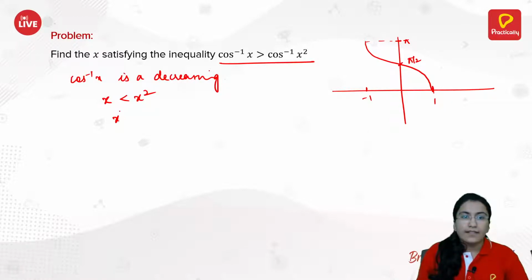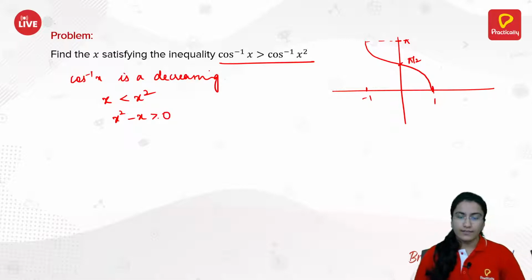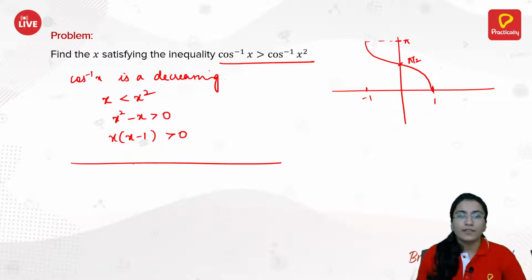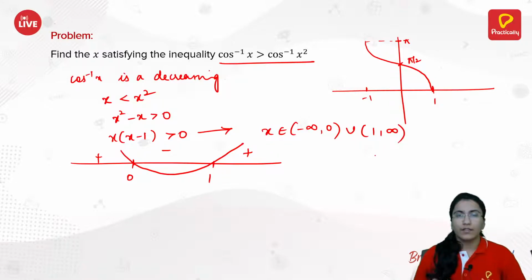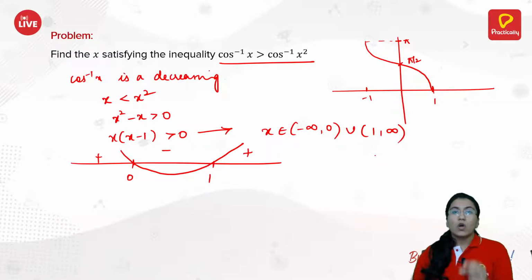That means x square minus x is greater than 0. In that case you have x into x minus 1 is greater than 0. If you plot it using the wavy curve method, you have 0 and 1, with plus, minus and plus. That means according to this inequality, x belongs to minus infinity to 0, union 1 to infinity. But cos inverse of x is defined only for minus 1 to 1.